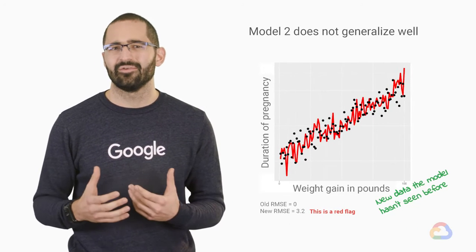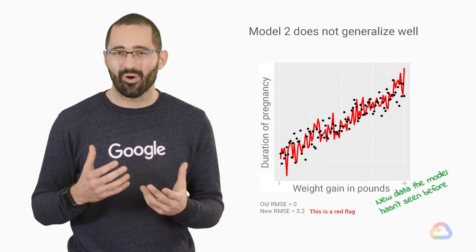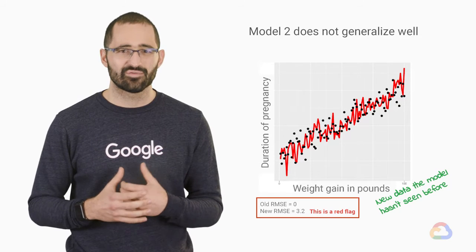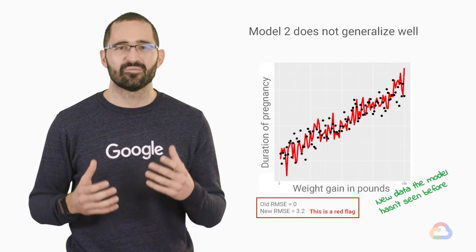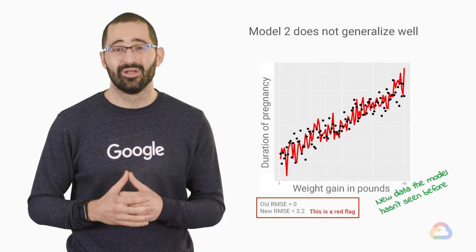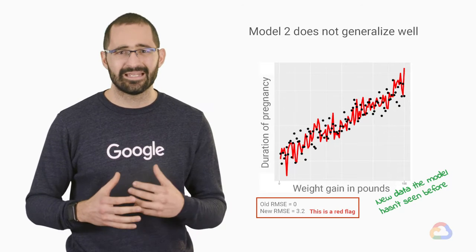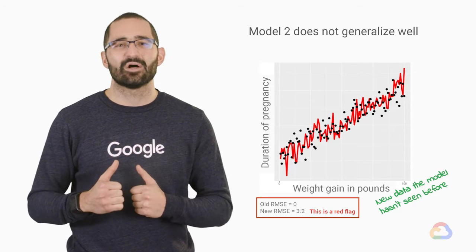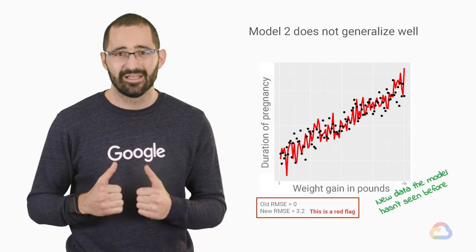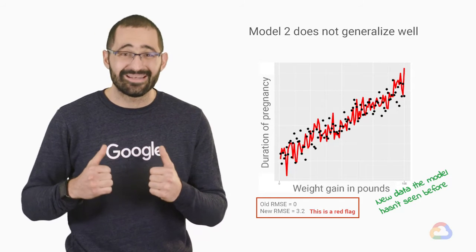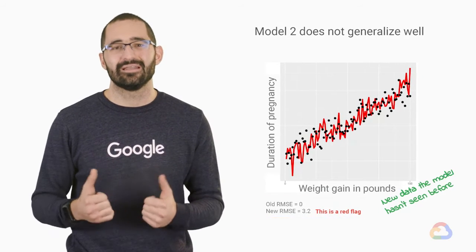Looking back at model 2, we can see that it doesn't generalize well at all on the new data set. And this is really alarming. The RMSE jumped from 0 to 3.2, which is a huge problem. It indicates that the model was completely overfitting itself on the training data set that it was provided, and that proved to be too brittle or not generalizable to new data.